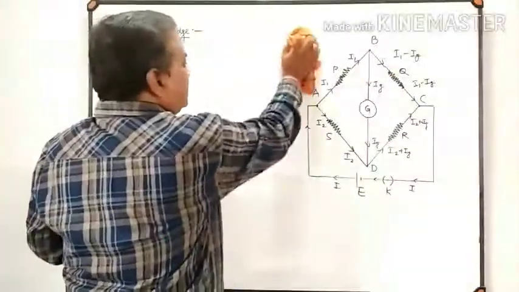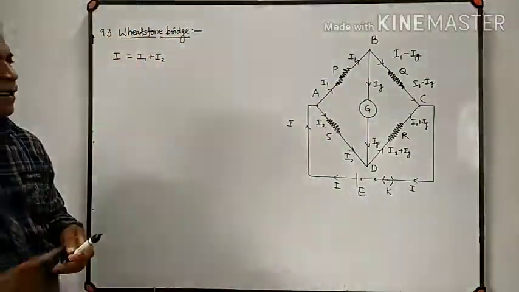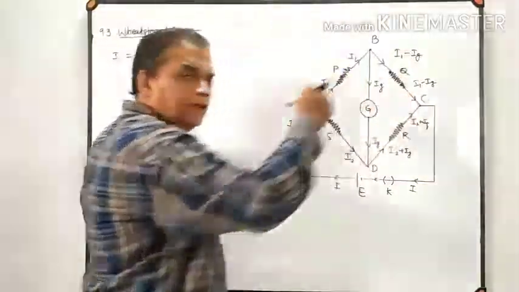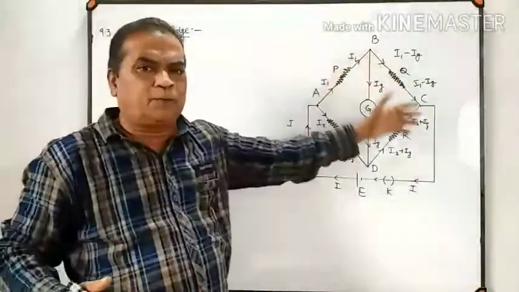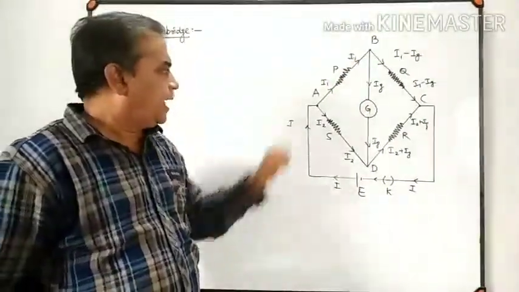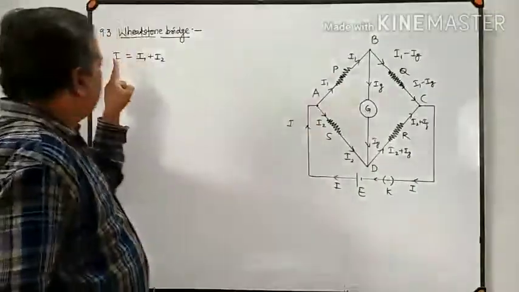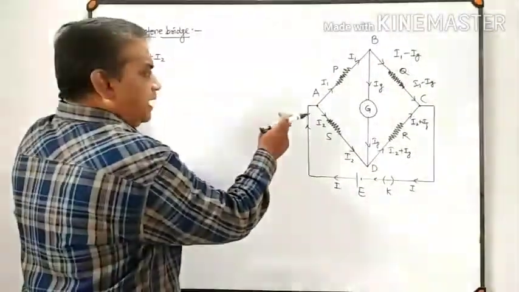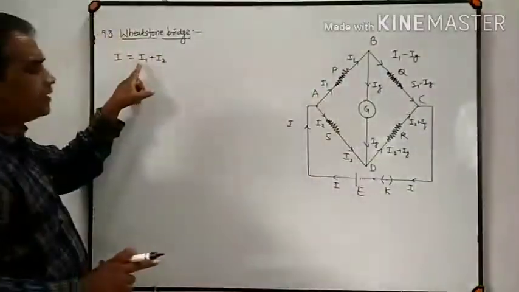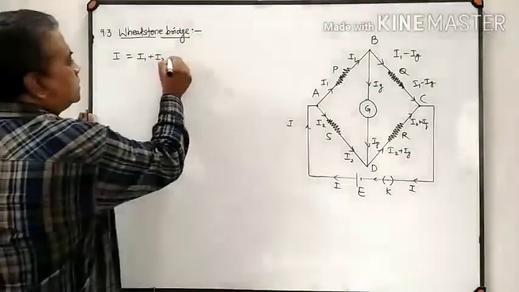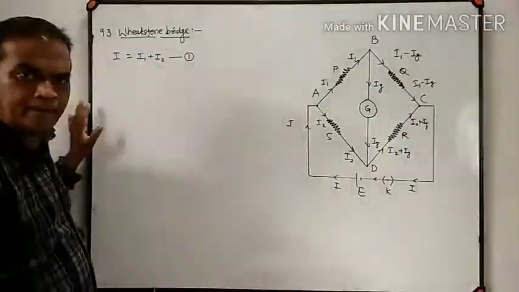So, by using Kirchhoff's current law, we have seen the different currents flowing through the different branches of Wheatstone's network. At junction point A, the incoming current is I, and it must be equal to the sum of the outgoing currents, that is I1 plus I2. So this is equation number 1.